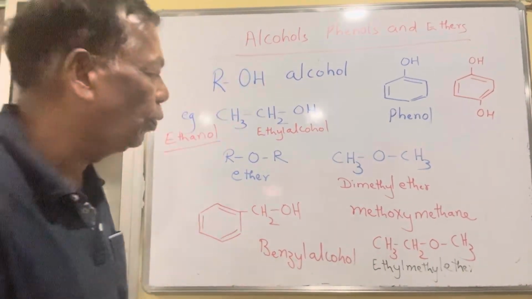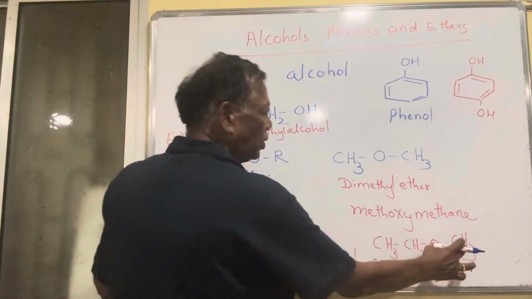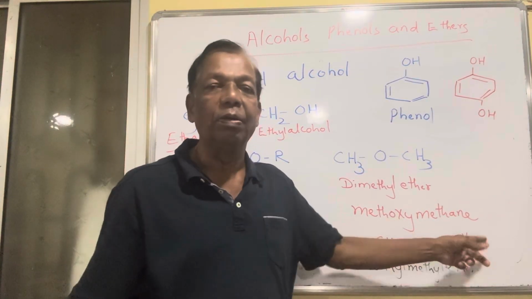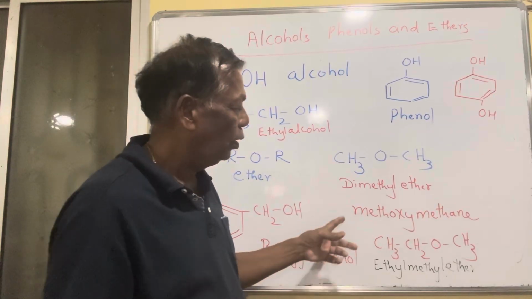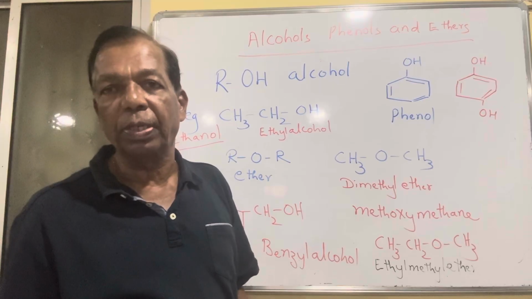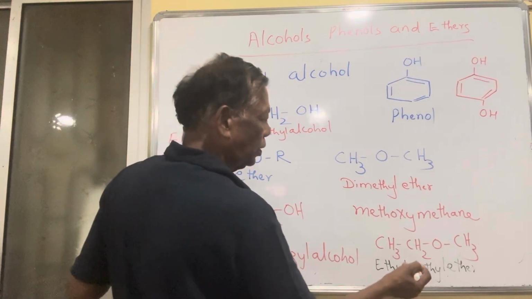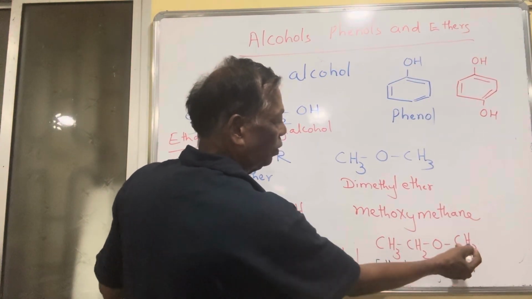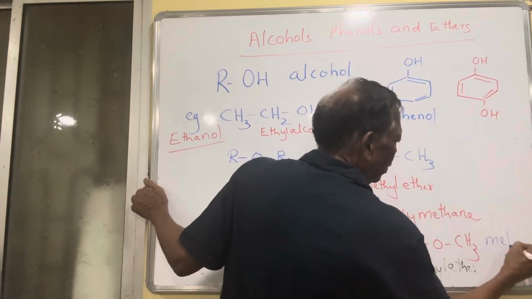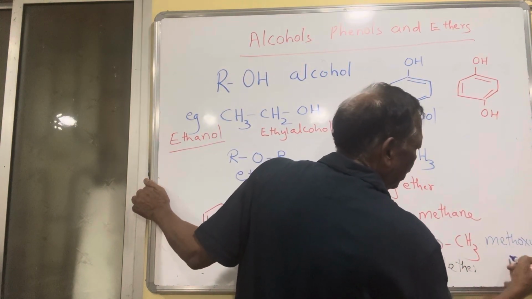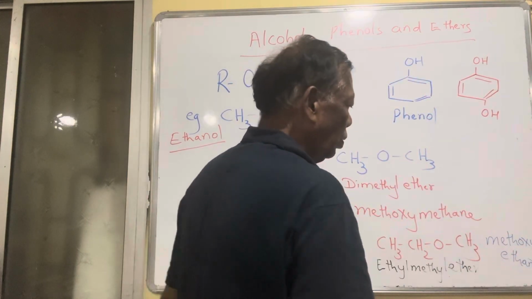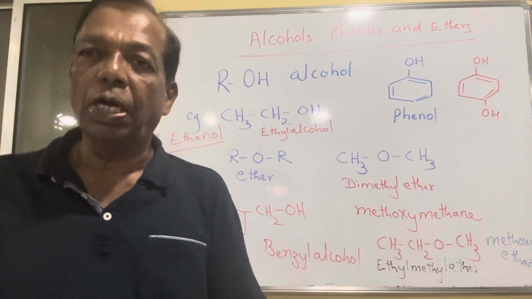The IUPAC name of this compound will be methoxyethane. Now you can also call it ethoxymethane, but that is wrong. Why? You have to end the name with the alkane of the side which has more carbons. On this side the number of carbons is 2, here there is only 1. Therefore, this is called methoxyethane. Remember, this is a continuous word, no distinct change. That is methoxyethane. So this is how the naming is done.